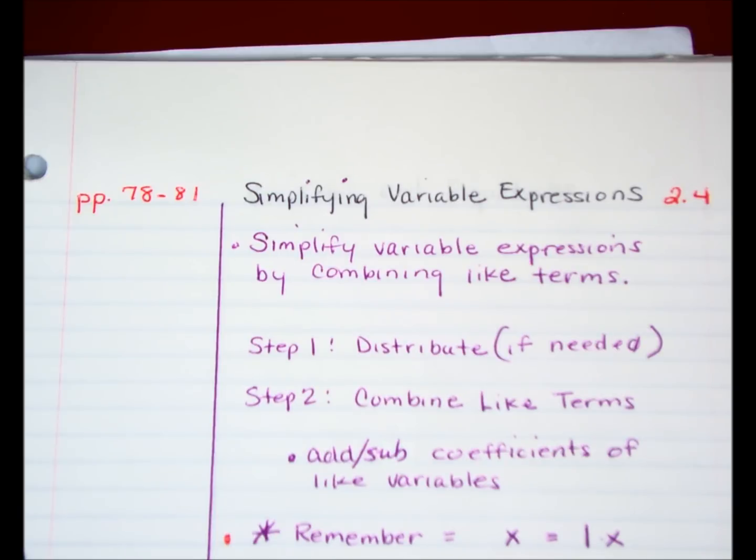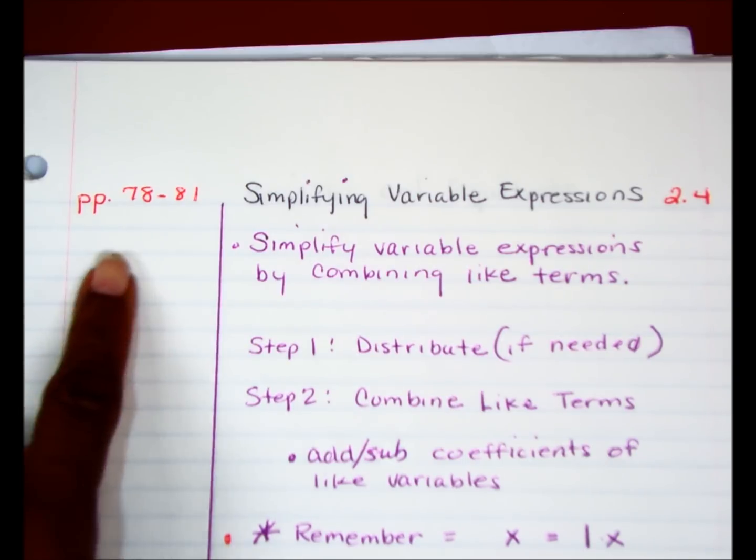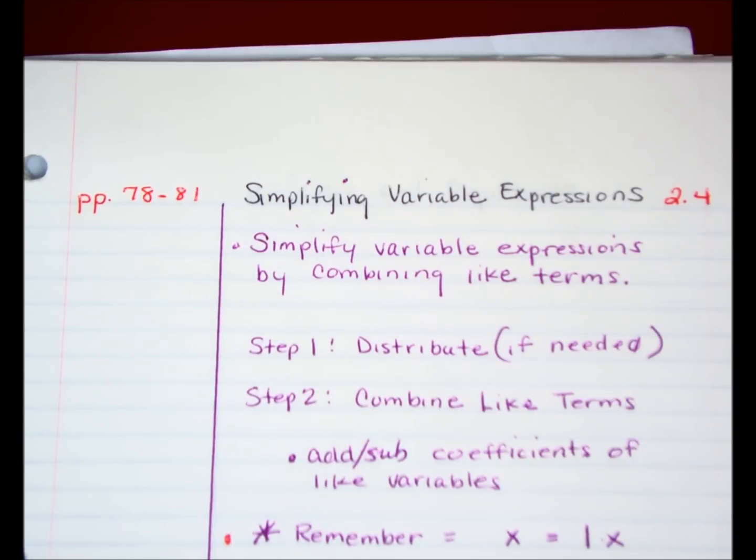This is lesson 2.4 on simplifying variable expressions. Your reference pages are pages 78 through 81. When we talk about simplifying variable expressions, that's where like terms comes in. We call it combining like terms. So here's what you do.